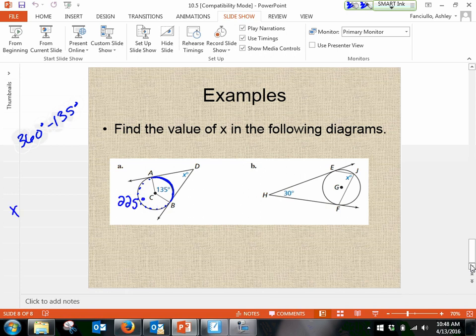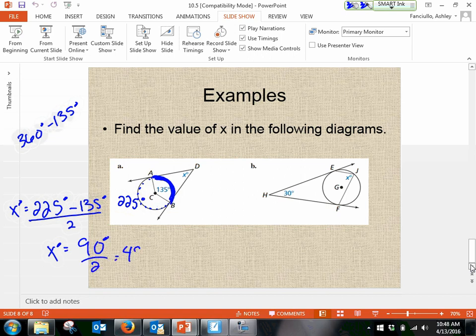So now to get x, I'm going to take 225 minus this arc AB. Okay, understand that you're not taking the central angle, you're taking the arc technically. And you're going to subtract that from 225, and then you're going to cut it in half. So 225 minus 135 is 90. So then x is equal to 90 divided by 2, which is 45 degrees. Okay, so hopefully that makes sense.